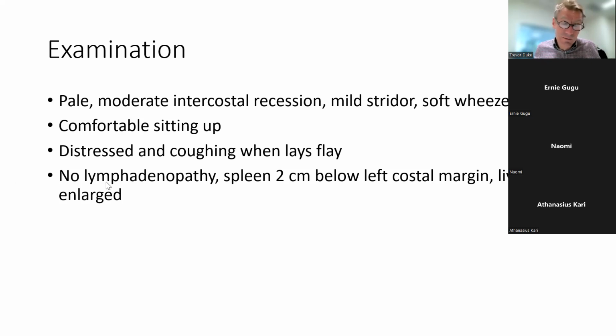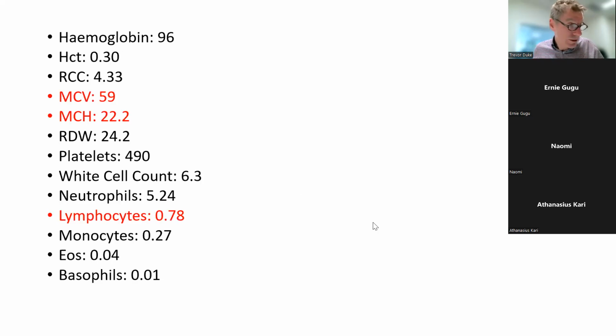As I say, he was quite comfortable sitting up, but couldn't lie flat. When examined, he had no lymphadenopathy in his neck or anything. He had a spleen that was 2 centimeters below the left costal margin. Not too concerning.